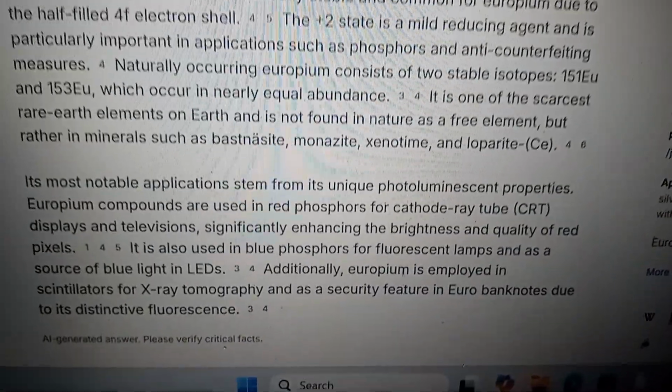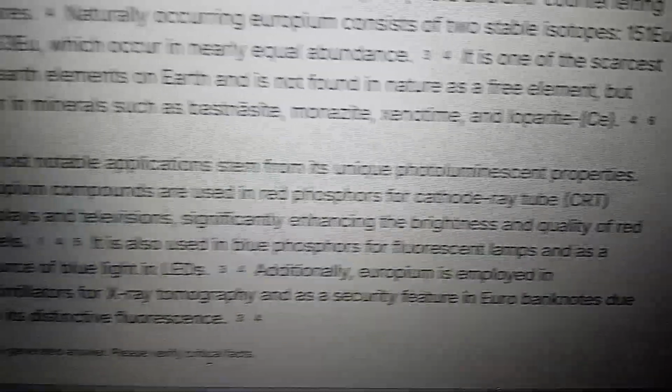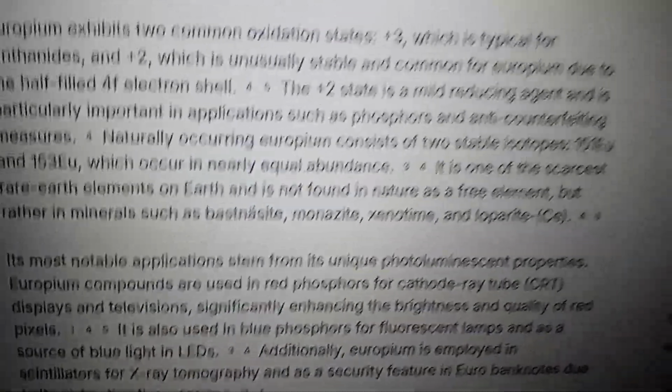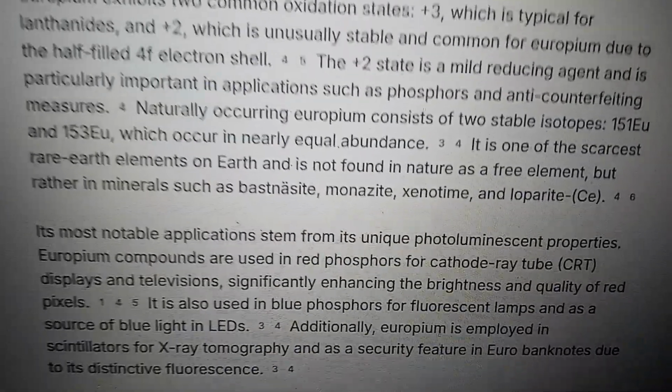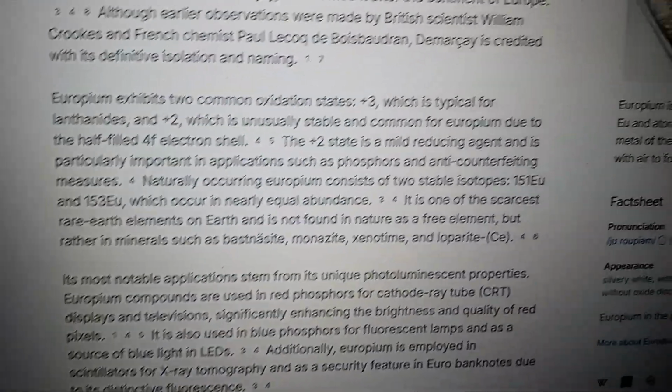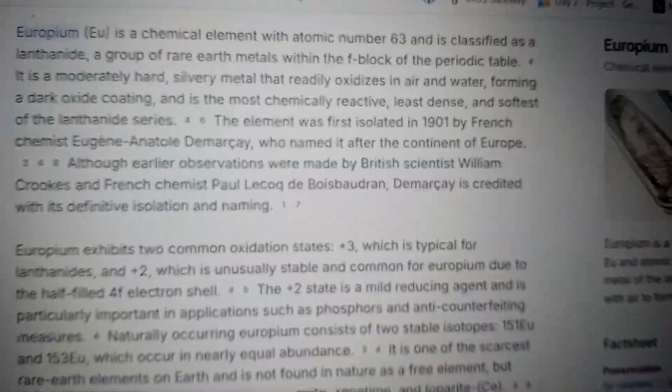Okay, check this out. Applications stem from what? Employed in the euro banknotes due to its distinctive fluorescence and its what? Anti-counterfeiting measures? Oh my God. And in LEDs and X-rays too. Check it out for yourself, people. The best silver, rarest earth on the planet, number 63.